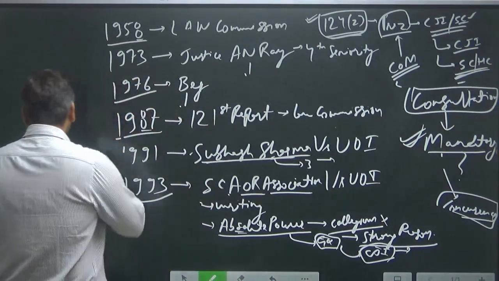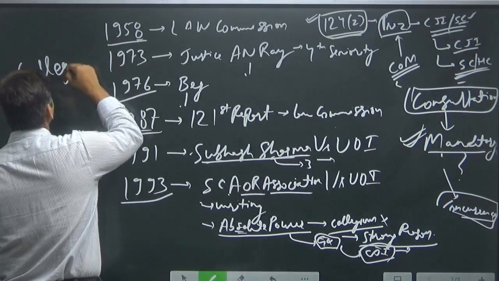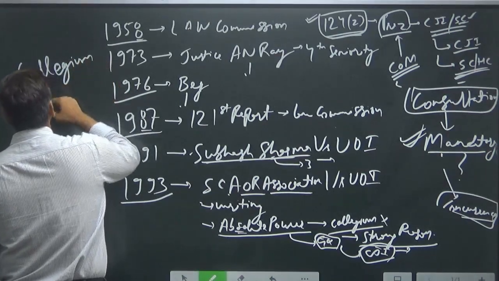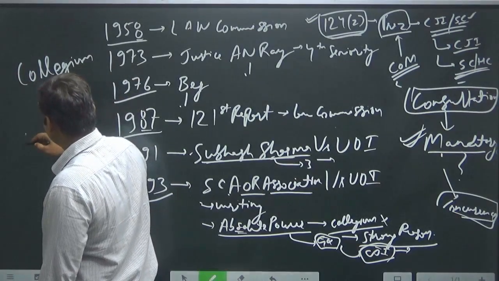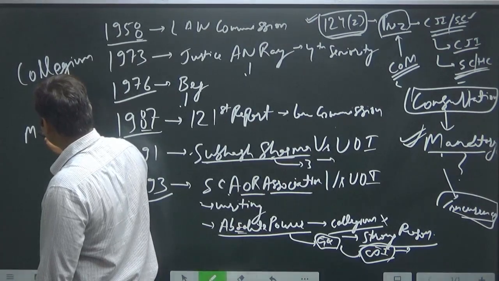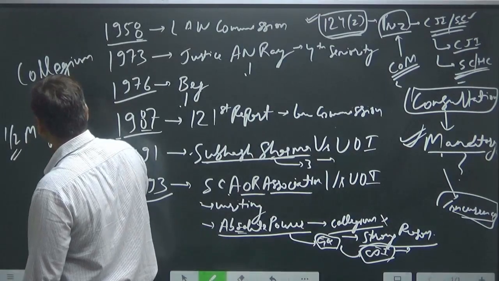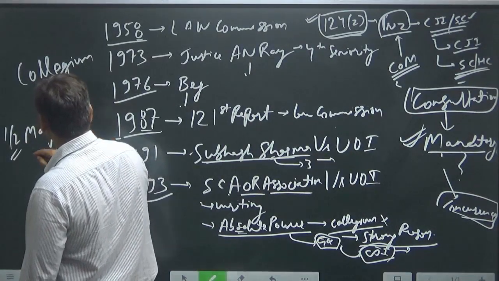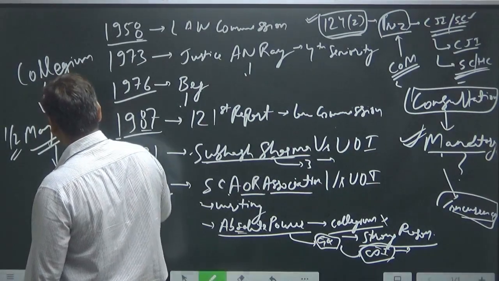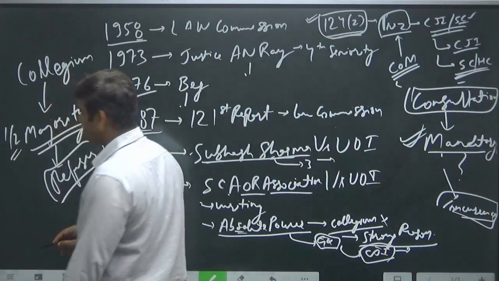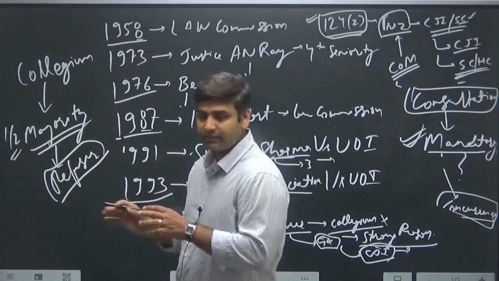Again, talking about the Collegium, in the same case it was said that if even the half majority of the Collegium refuses to appoint a name, the Chief Justice of India must not consult that name and must drop that name.